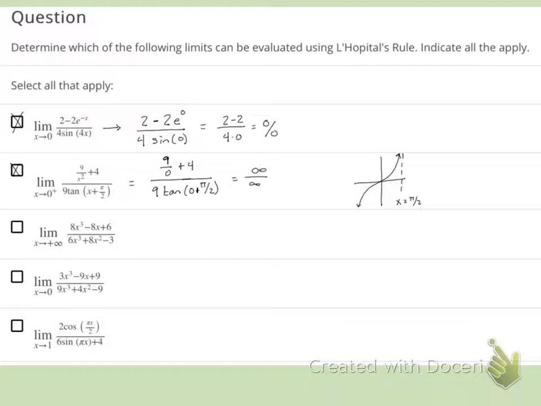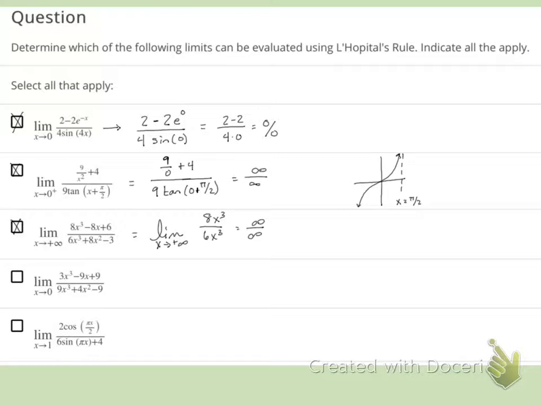For the next one, we're looking at the limit as x goes to positive infinity. And when we do that, we're really just evaluating the first terms of these polynomials. So we're really just looking at this. And when we put in infinity for x, we're going to get infinity over infinity. So again, we can use L'Hopital's rule for this one.